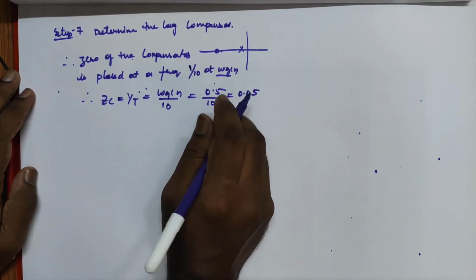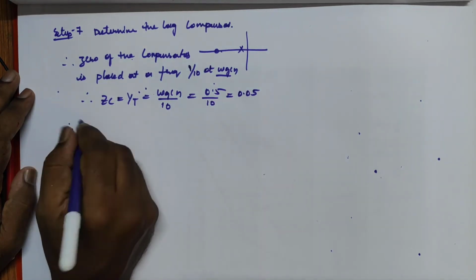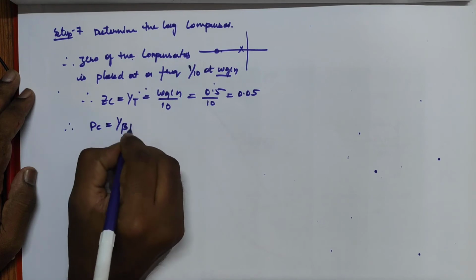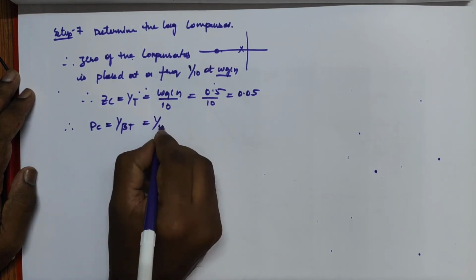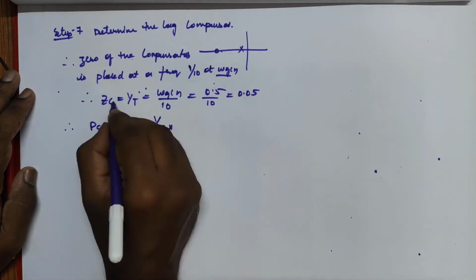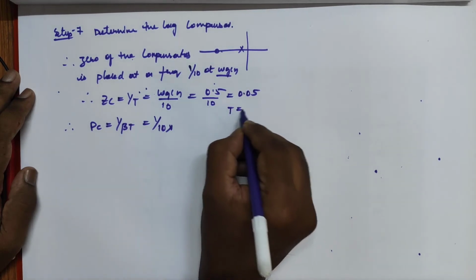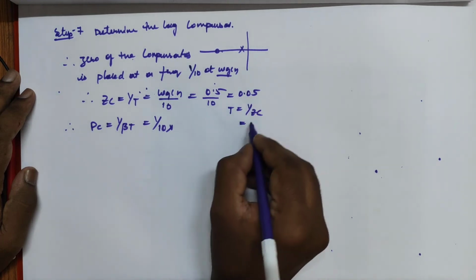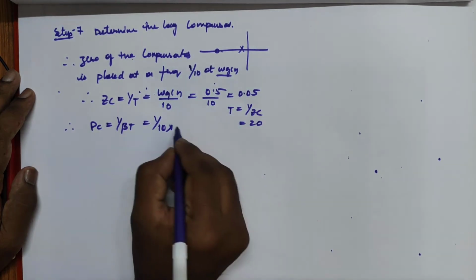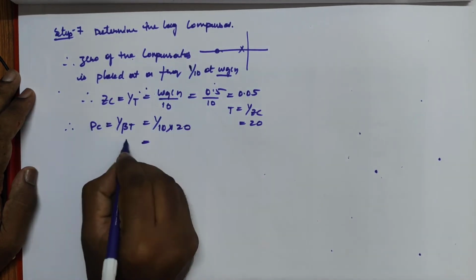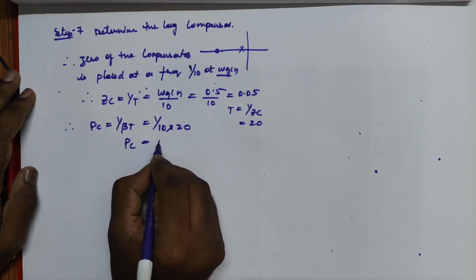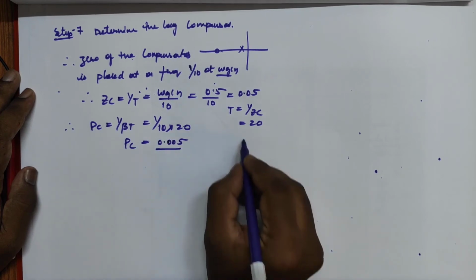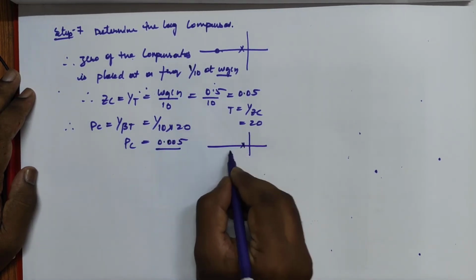Okay, so we have the formula for the pole: PC equal to 1 by beta T. We have the beta value 10 and the T value. From the zero equation we can find T equal to 1 by ZC. If we substitute this T here, we obtain PC equal to 0.005. Okay, so this is the pole and zero location of the compensated system.